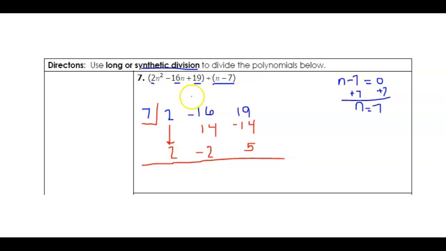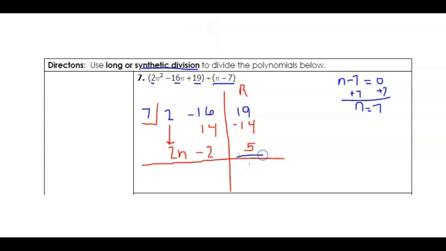All right. My last step, remember, I drop in my variables and I do a degree less than what I have. Well, this is to the second power, so I'm going to drop in an n to the first. After that, I have nothing left. My last column is always my remainder column. I do write this inside of my solution, but remember I put the factor underneath. So this is over n minus 7.